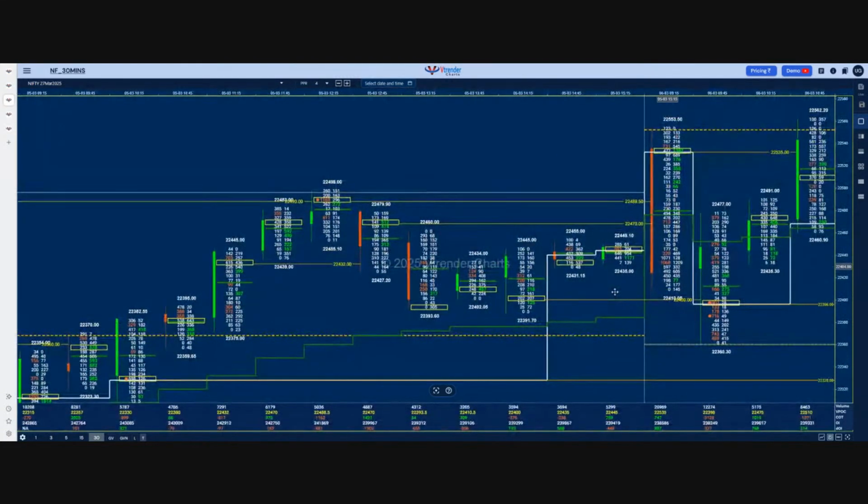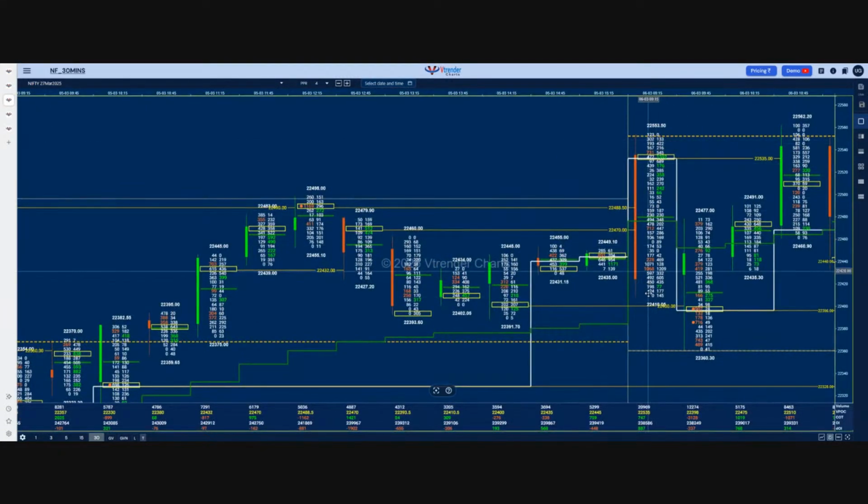Today what happened, we opened higher. This was an important reference. This was the anchored VWAP from the swing highs we have left on 13th and 19th of February.